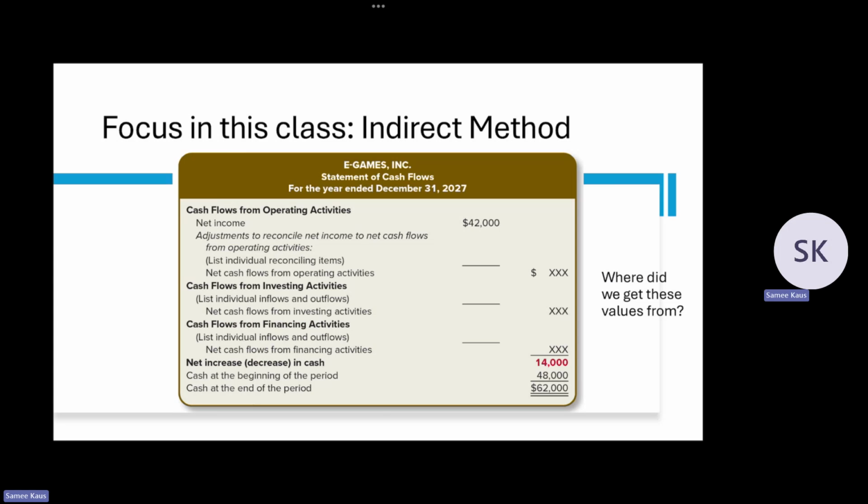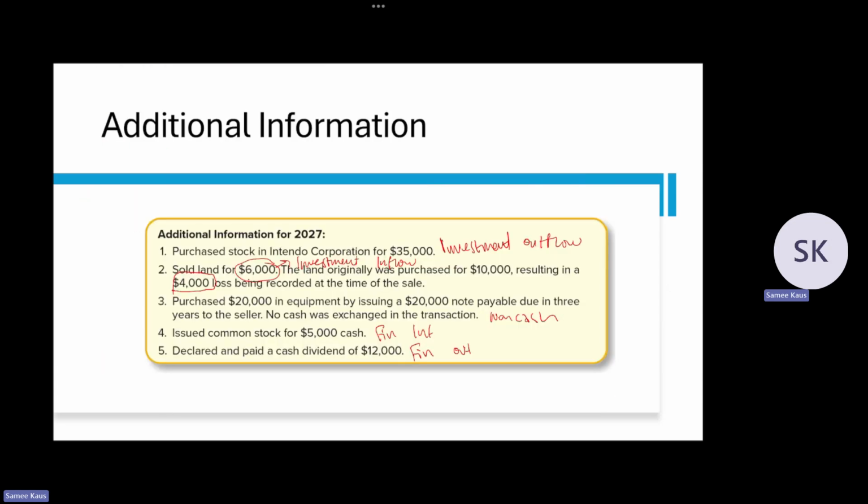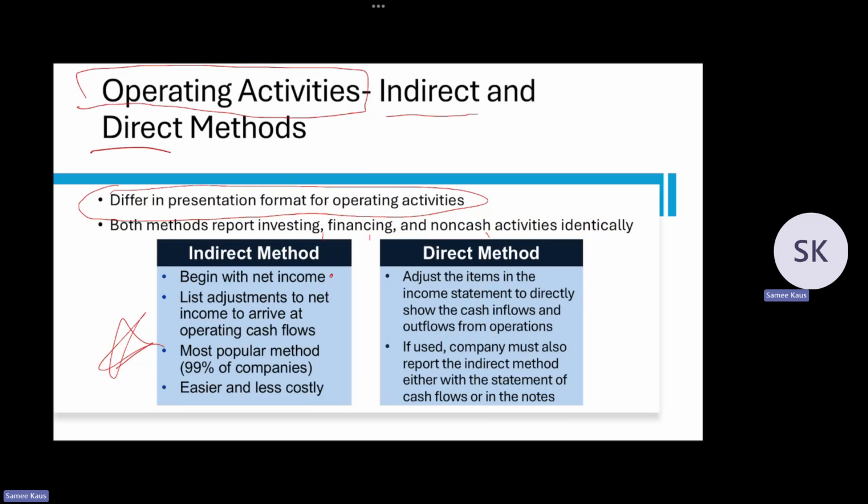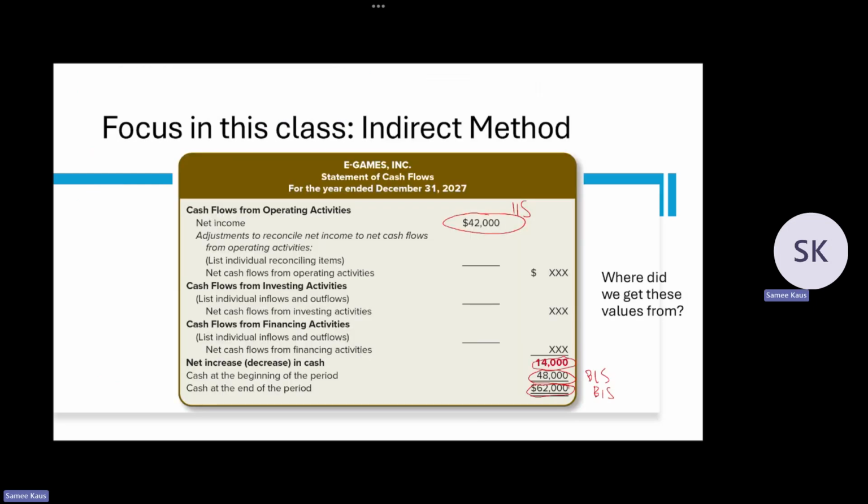So here we see the bones of our statement of cash flows. Where are we getting this net income? Oh, that's that $42,000 from my income statement. Where am I getting my cash at the beginning of the period? My balance sheet. What about my cash at the end of the period? My balance sheet. So I can go over here. Oh, maybe that wasn't super productive. But we saw that we had an increase in cash of $14,000, which is exactly what we see right here by just doing our analysis of the balance sheet.